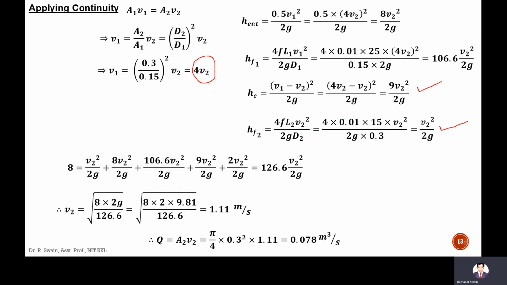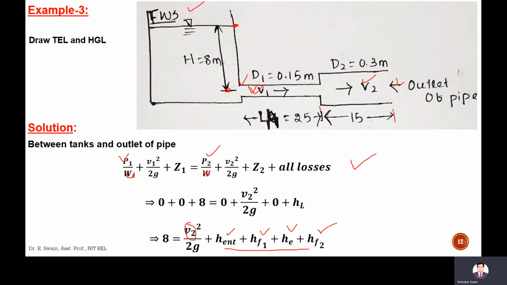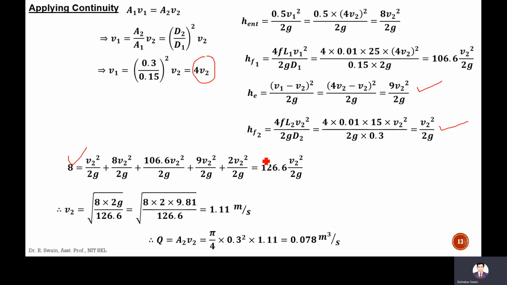So here the energy loss, same energy loss we are writing here again, H_E equal to V2 square by 2g, and all energy losses in V2 form. So the total will be 126.6 V2 square by 2g. Now we can calculate V2, that is 1.11 meter per second. So V1 will be 4 times V2, that is 4.44 meter per second. And the discharge will be equal to A2 V2, which is pi by 4 D square into V2, which is 0.078 meter cube per second.